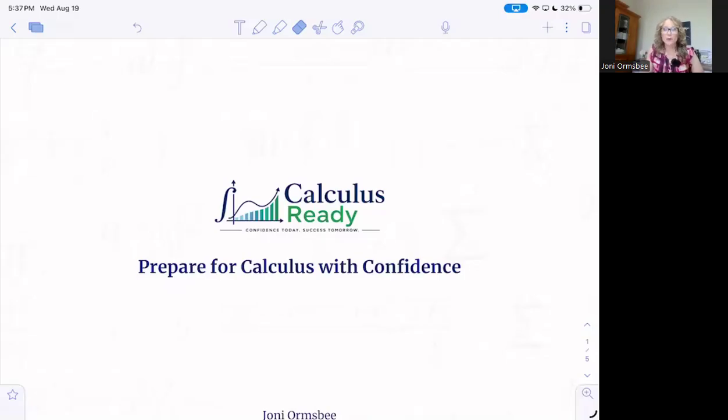Hi, this is Professor Ormsby, and each semester that I teach calculus, I realize that students are lacking in some of the foundation skills. And it's not that they don't remember them necessarily or they don't recognize it, maybe they're just a little rusty. And so sometimes they learn the calculus, but they're hindered by the fact that they are a little rusty on some of these foundational skills.